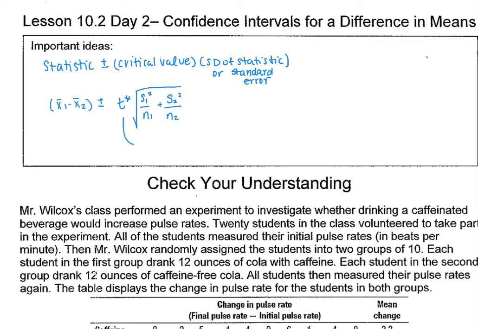And if you remember, t star is obtained by doing inverse t, the left area depending on your confidence level, and degrees of freedom. Normally, degrees of freedom is n minus 1, but now we have two sample sizes. So to get the degrees of freedom for two samples, you would do the smaller, or more conservative, n minus 1 to get your degrees of freedom. And your left area depends on the confidence level. And you'll see how that comes into play in this example that we're about to do.